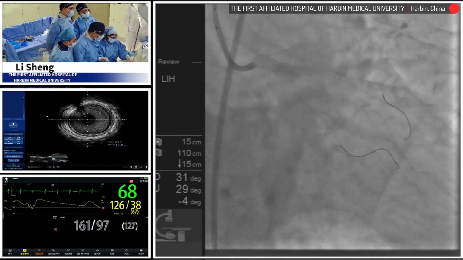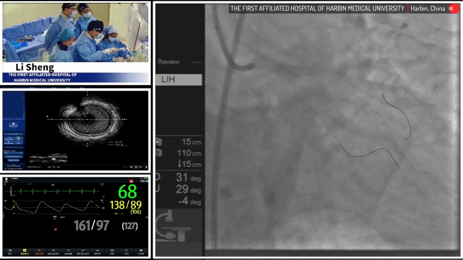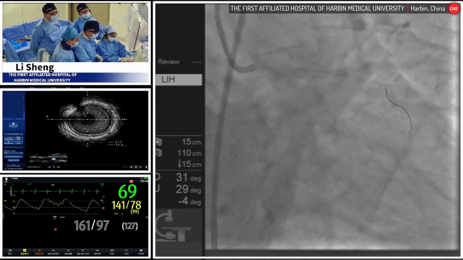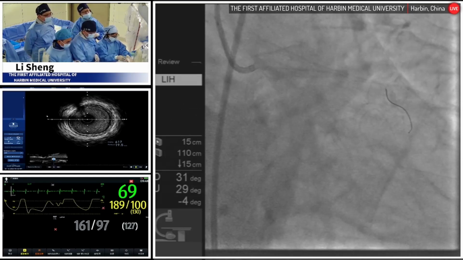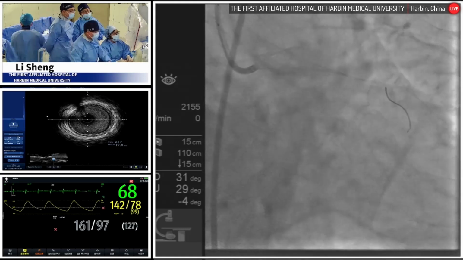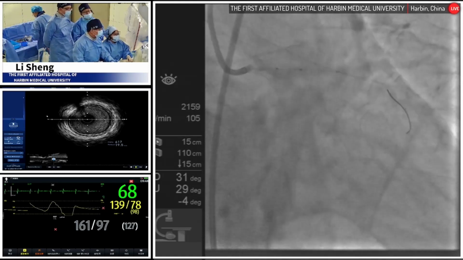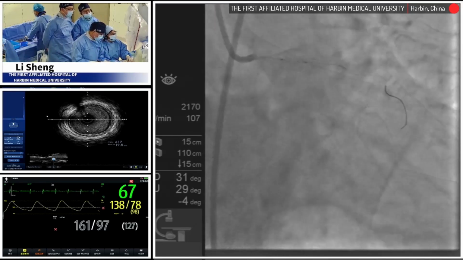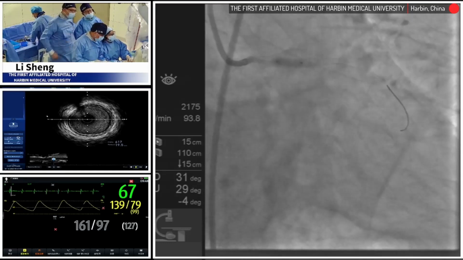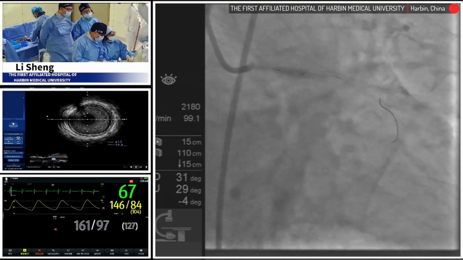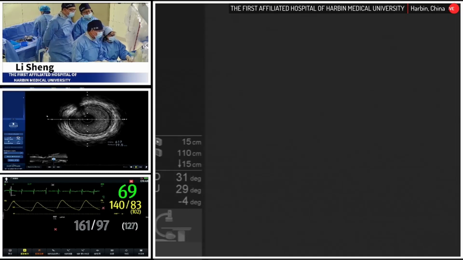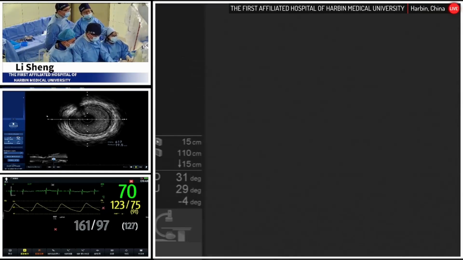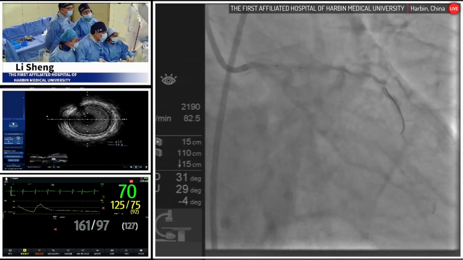We know the operator you just mentioned clearly does the KBI routinely, but in our team, we do not always do the KBI. We all know that previous studies have told us routine KBI after the main branch stenting could not give the patient more benefit. So in our team, we only use the KBI when the flow of the side branch is under TIMI 3, or there's a dissection more than grade B, or the FFR or QFR is less than 0.8.